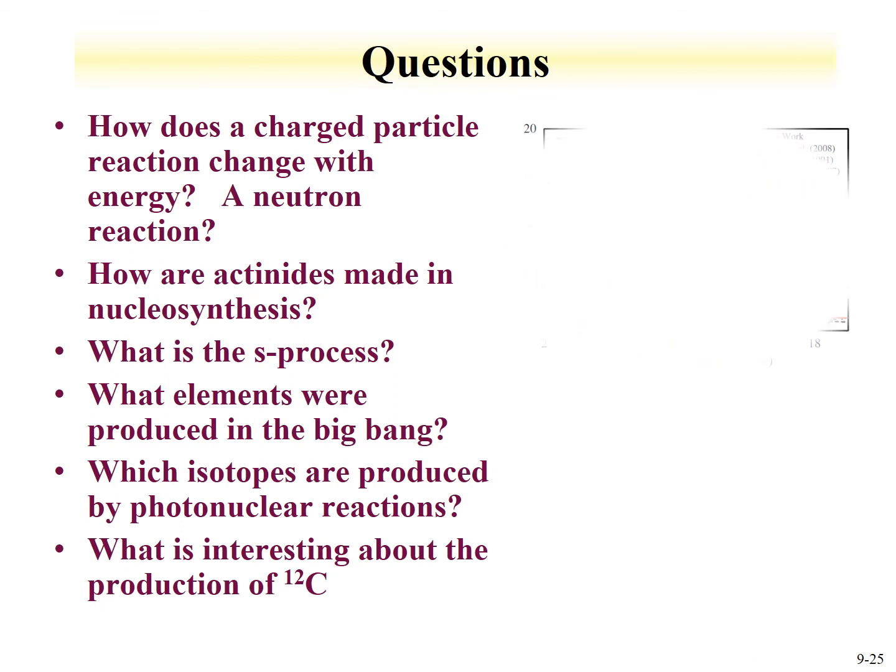Other questions you should be able to evaluate, things like how are actinides made in nucleosynthesis? That's with the r process, the rapid process. So an event in which a large number of neutrons are liberated, where you get rapid capture of neutrons, and the time scales where those neutron captures are faster than the decay of the resulting isotope. And what is the s process? This is how the bulk of the elements are made. Let's say from iron up to bismuth.